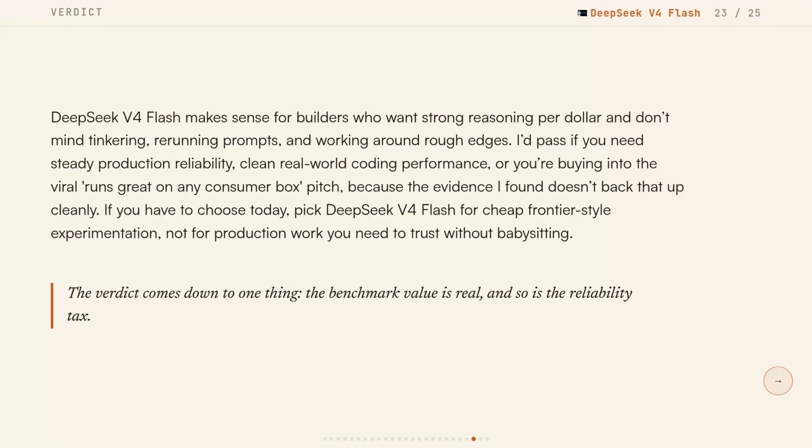Pick DeepSeek V4 Flash if you want cheap frontier-style reasoning at 60% lower costs per task, and you're okay babysitting it through rough edges. Skip it if you need production reliability you can trust without rerunning prompts, because the benchmark heat does not survive contact with a real workflow.